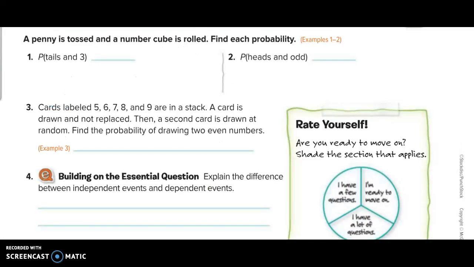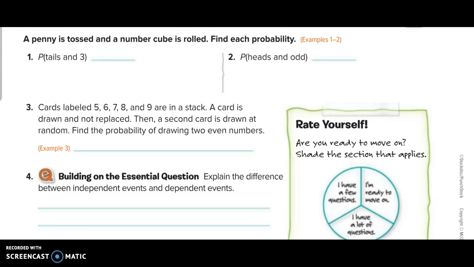I am going to go over the problems on page 778, number 1 through 3, just to give you some more examples on how we're calculating independent and dependent events. If you want to follow along and do them, you can. If you think that you've got it, you can go ahead and get started on your assignment.